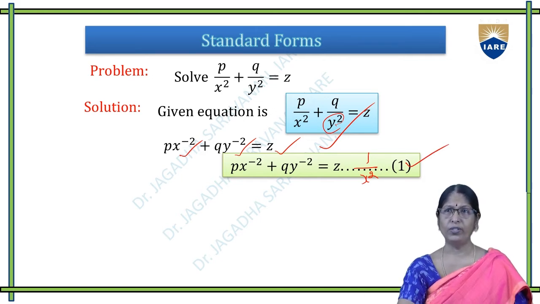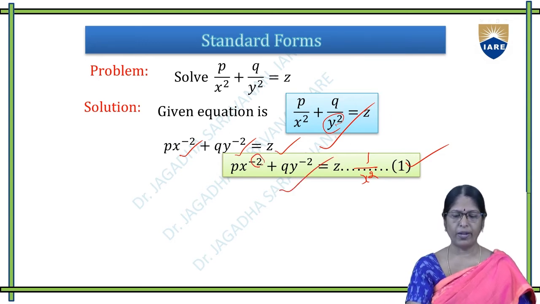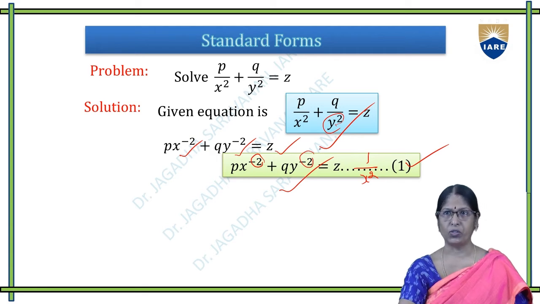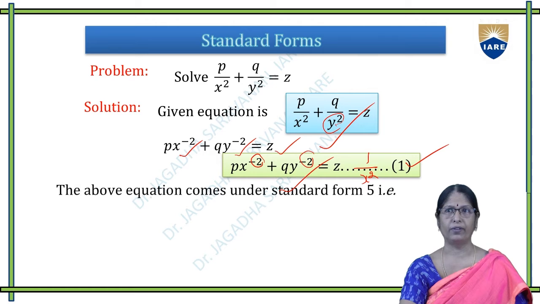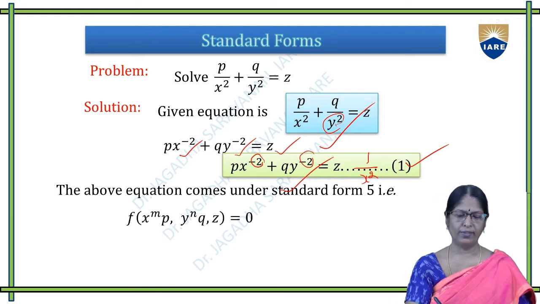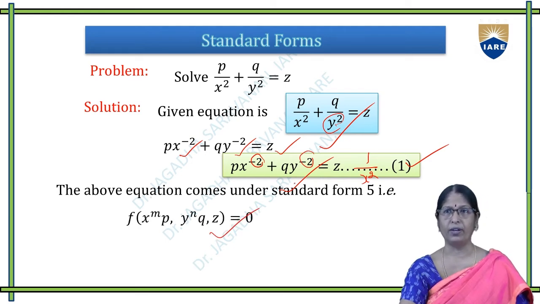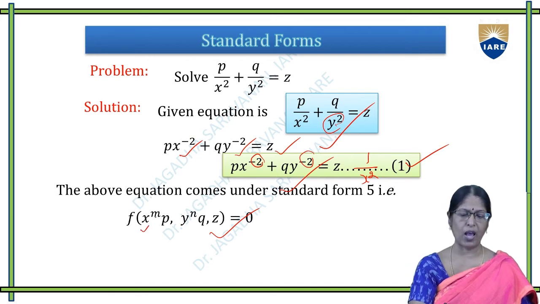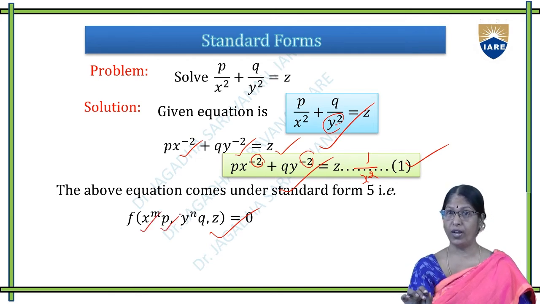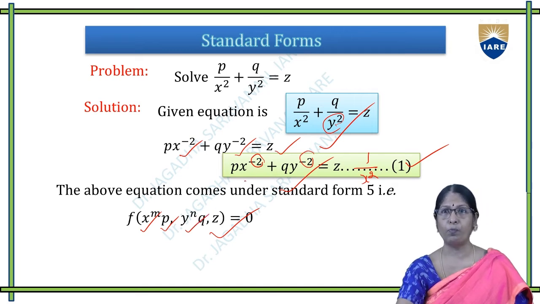Now this is in the format of our standard form 5. Our m is minus 2, our n is minus 2. That means the condition is that they are not equal to 1. In the previous problem we discussed equal to 1, but now we take the not equal to 1 condition. This is the standard form 5 condition. In the format, X should have power m, P should have power 1. This point is very, very important. And Y should have power n, Q should have power 1, equal to Z.